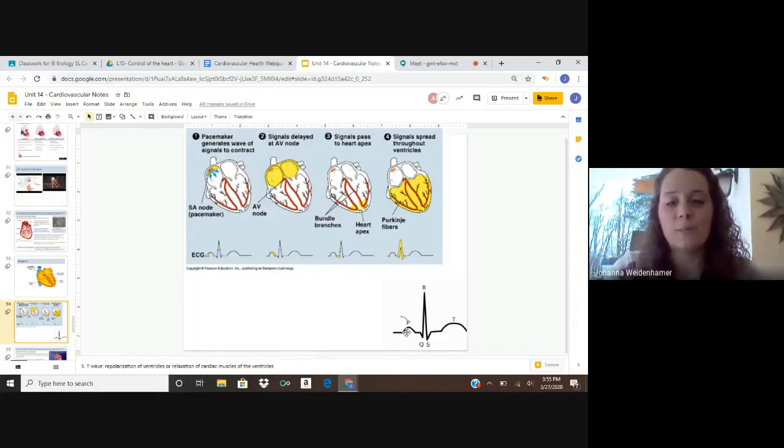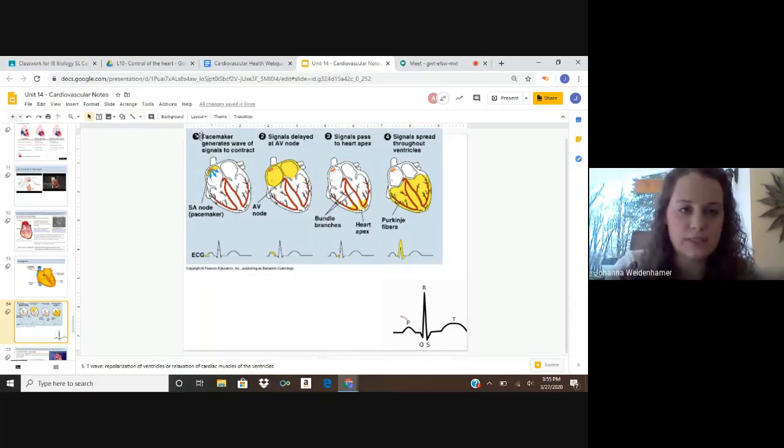So we first have our P wave, that's the start of the EKG. We then have our QRS interval, so it has 3 different points to it. And then we have our T wave right here, which is going to indicate something else. So let's jump right in.